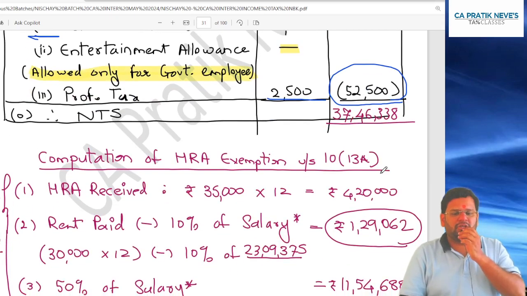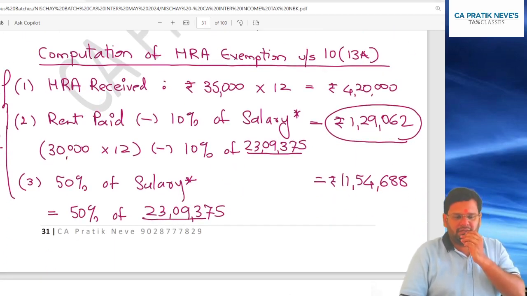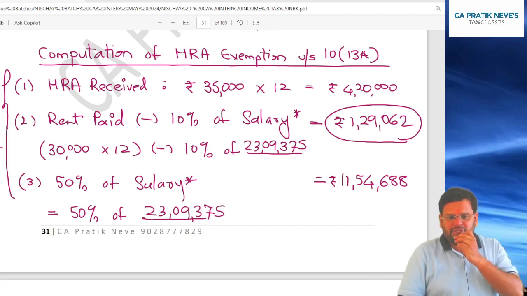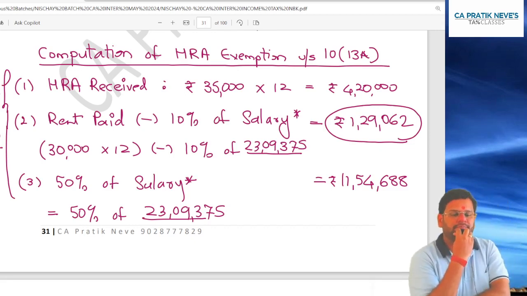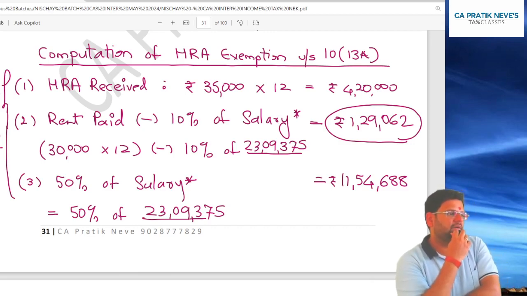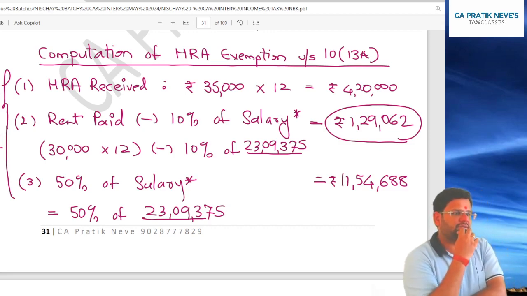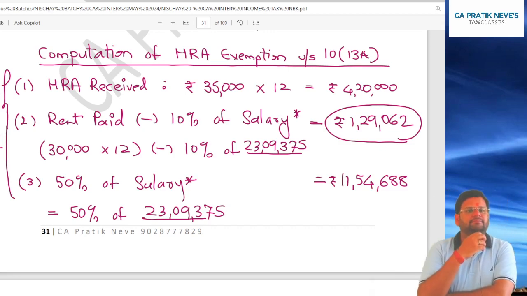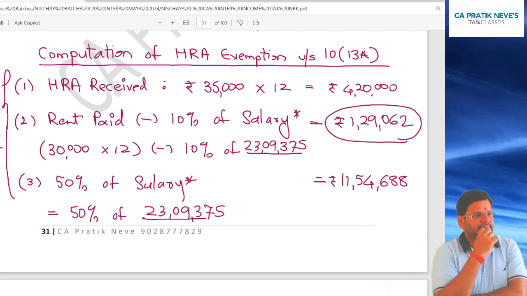Fine. Computation of HRA exemption under section 10(13A). Give the heading Computation of HRA exemption under section 10(13A). That's your working note. Next line, you will say list of following three. All of you, list of three. Can I start?